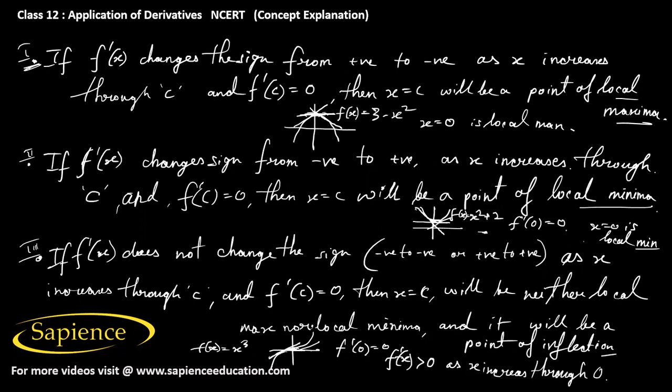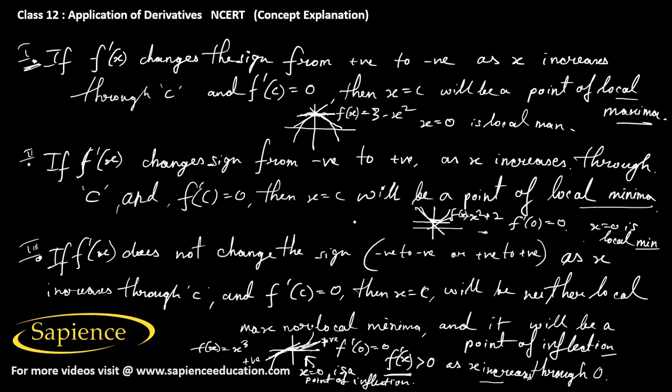Here we can see that when we take one value slightly less than 0, the slope is positive, which means f dash x is positive. And when we take some value slightly greater than 0, then at that x also the slope of the function is greater than 0, so it has a positive slope. So the slope f dash x is not changing its sign; it remains positive as x increases through 0. Therefore, in this case, x equal to 0 is a point of inflection.